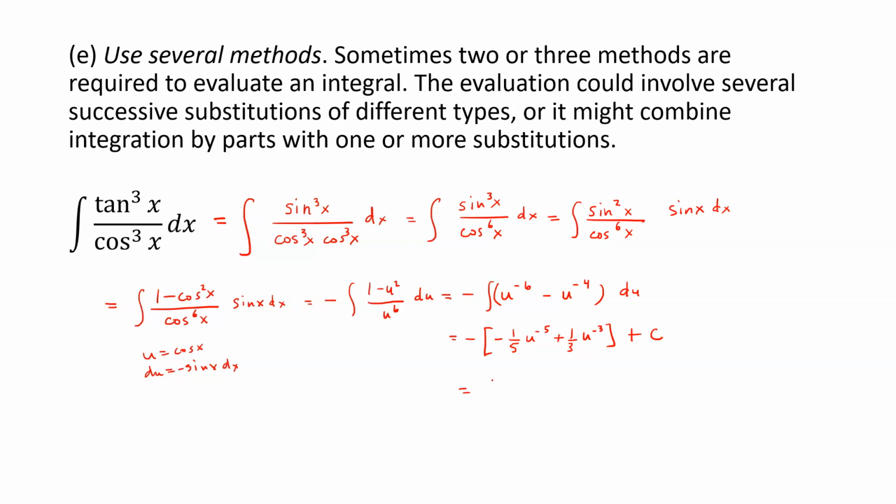And then we can put the values back in. So this is 1 over 5 times cosine to the 5th minus 1 over 3 cosine to the 3rd. Or I can also write it as 1/5 secant to the 5th minus 1/3 secant to the 3rd.